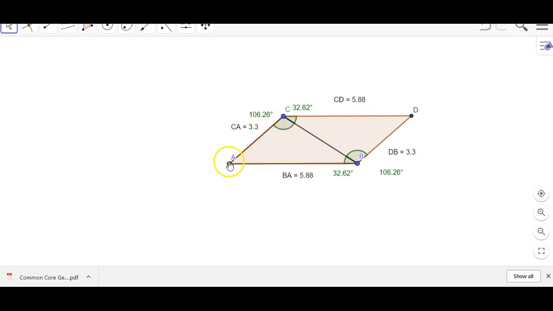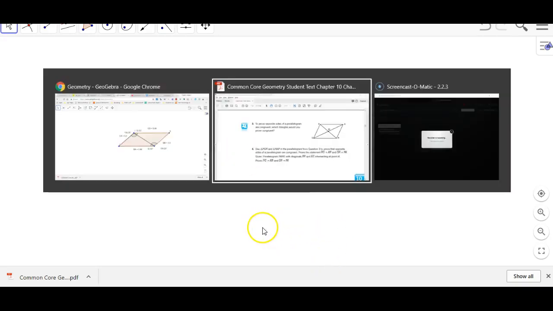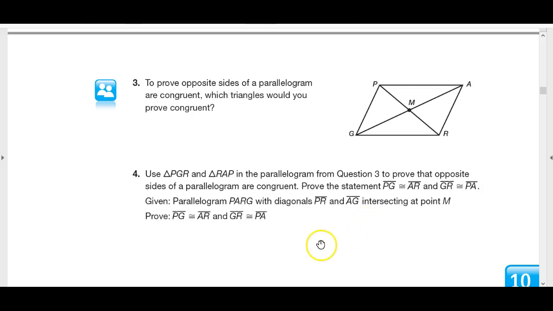And also, what does that mean about these angles? These angles have to be congruent, right? Opposite angles have to be congruent. And then if I drew the other diagonal, I could use the same logic and these angles would have to be congruent. So opposite angles are congruent, opposite sides are congruent in all parallelograms. That's pretty good. All right, you could write that out now.